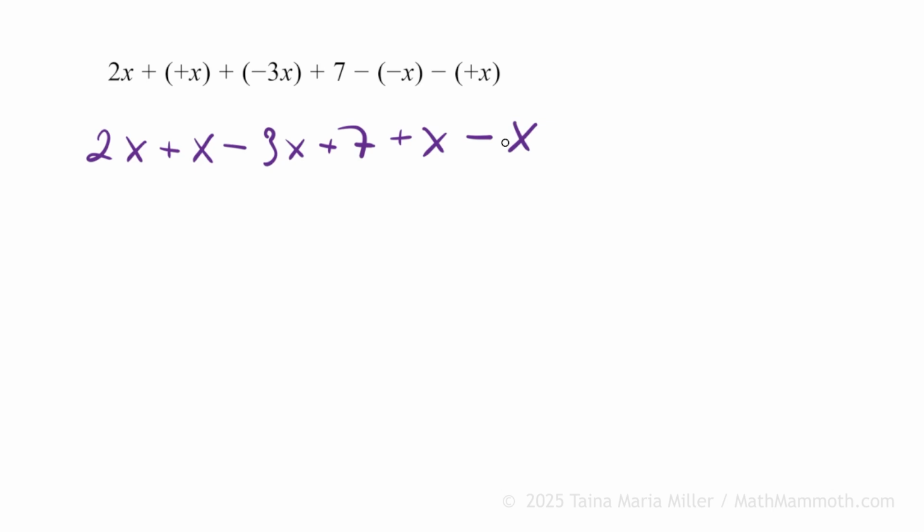So what do we get? We can combine all these like terms. They all have x as a variable part, except the constant term 7. x minus x, nothing happens there, it's a 0. And here's 2x plus x, 3x minus 3x, leaves 0 also, so we're left with just 7.